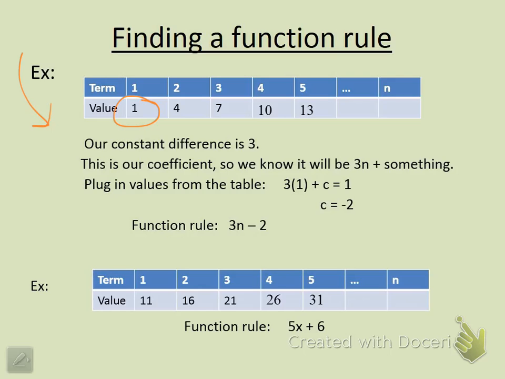And it should work for every single value that you plug in here. So for our next one, our function rule is going to be 5x plus 6, because 5 is our coefficient, what's being added on each time. And then if we plug it in and solve it, we can see that we keep moving up. So that's our function rule.